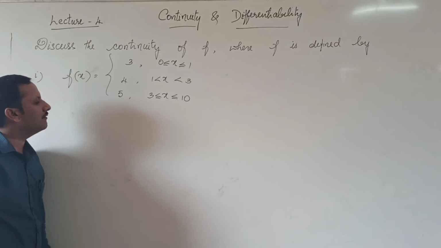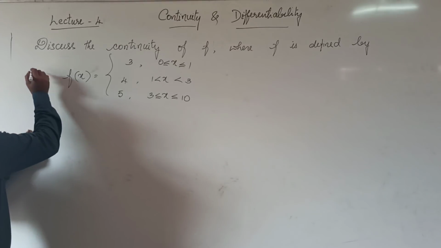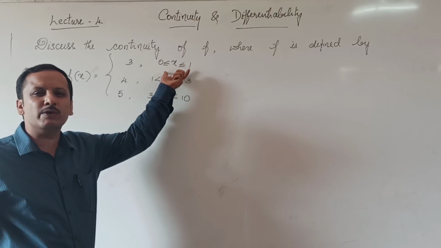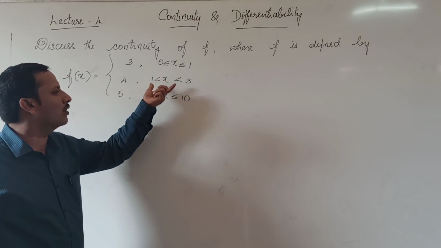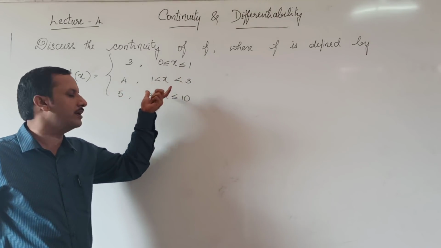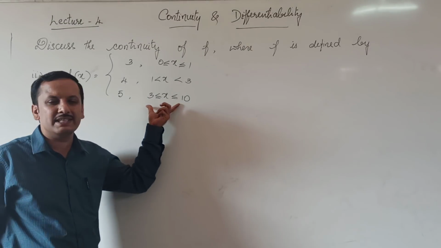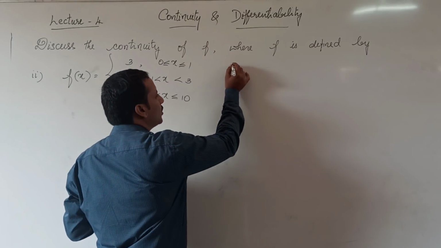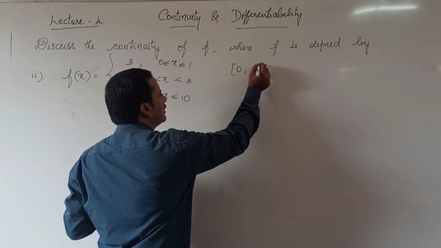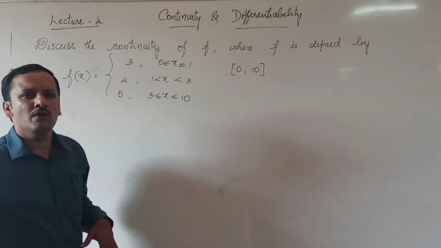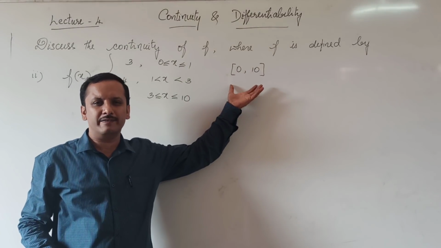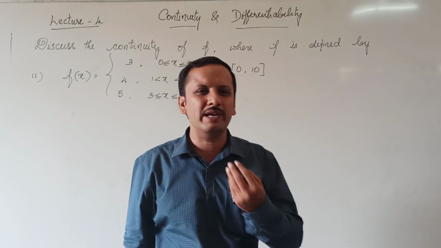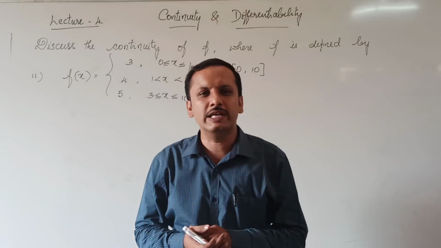Okay. So here, second question, f of x is defined as 3 whenever x is in the closed interval 0 to 1. And it is defined as 4 when x belongs to the open interval 1 to 3. And it is 5 when x lies in the closed interval 3 to 10. So the domain of this function is closed interval 0 to 10. This function is defined in this interval. So we only need to check what happens in this interval. Everywhere else what happens, we are not bothered because the domain of this function is only the closed interval 0 to 10.